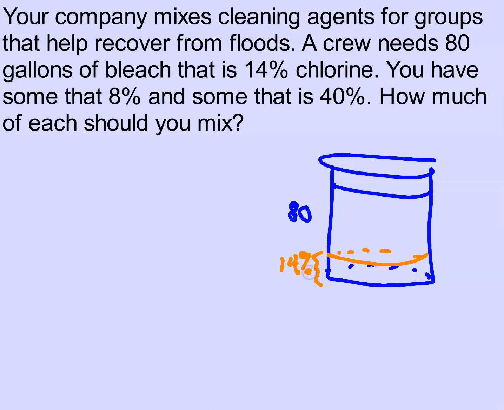14%, that's all chlorine. But here's the problem: we don't have 80 gallons of 14% chlorine. All we've got is some that's 8% and some that's 40%. So we're going to mix them together, but we can't just throw a bit of each in there and hope we get the right mixture. We need to get the exact right amount so that we get 14% chlorine. So here's where we're going to go with this.